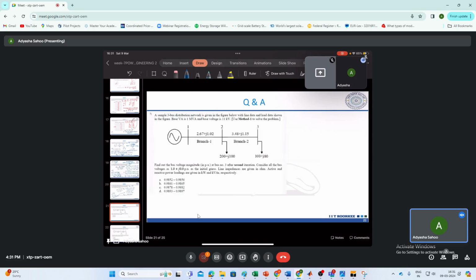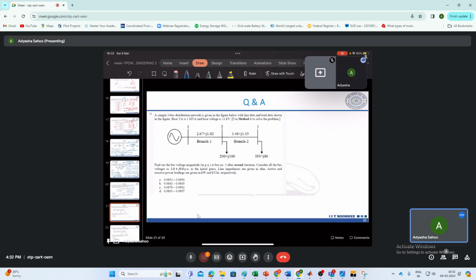Now next question. So here a sample 3 bus network is given below with line and load data. Use method 1 to solve the problem, that is backward forward sweep. So in backward forward sweep, what was the first step? Firstly we need to convert everything to per unit, right?